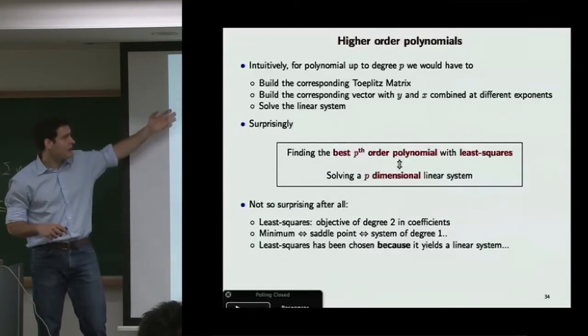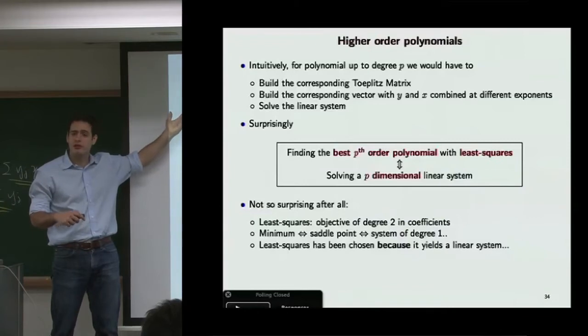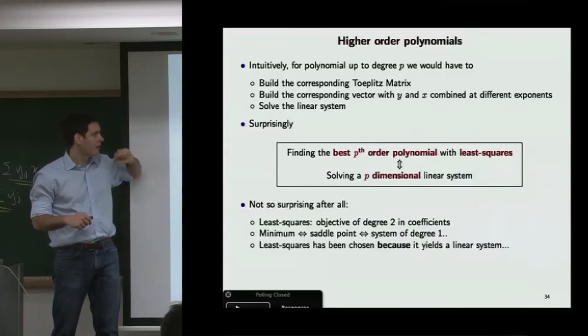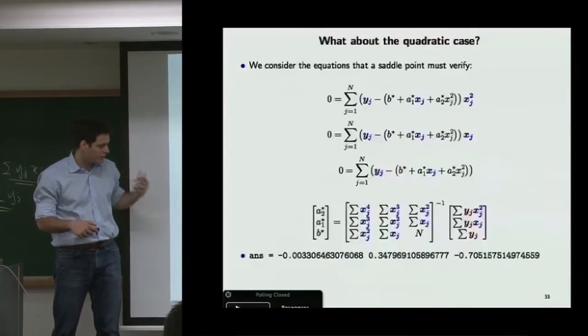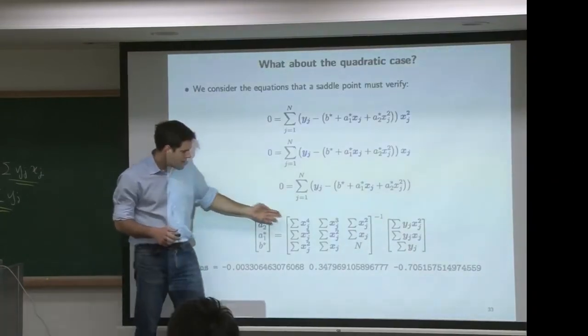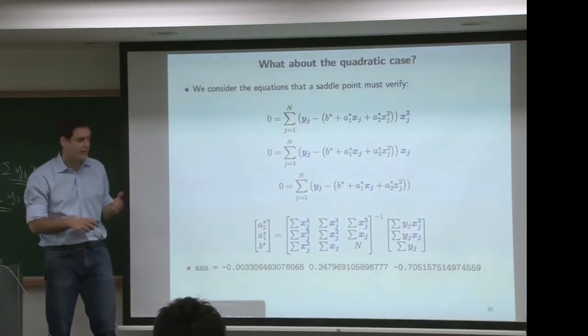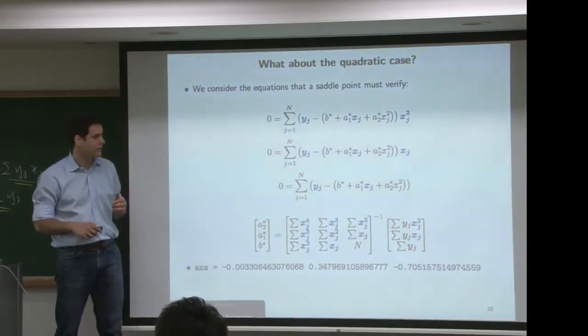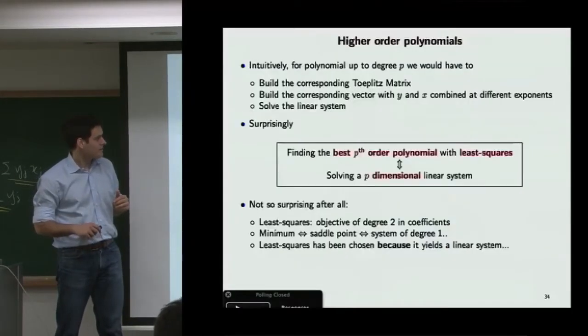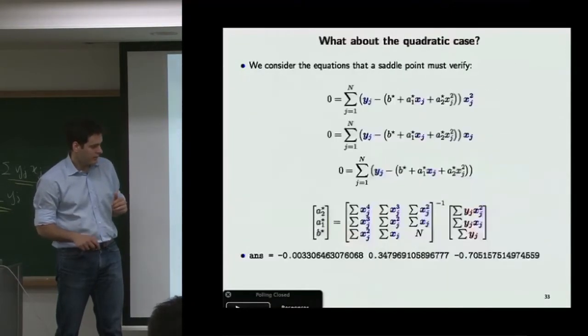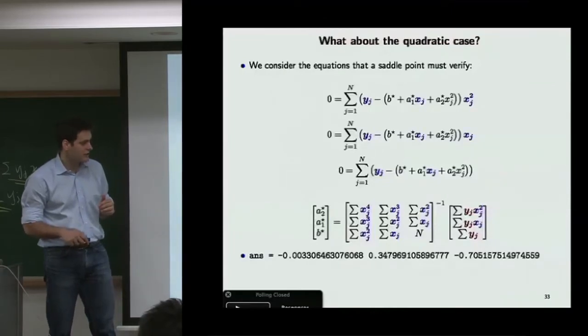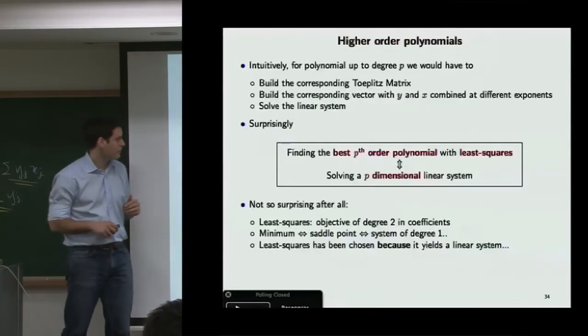So intuitively, if you raise the degree of the polynomial p, you would have to build a corresponding Toeplitz matrix, an interesting matrix which is formed by those powers, right? So 4, 3, 2, and if you had 5, it would be 5, 4, 3, 2. And you have to build a corresponding vector on the right-hand side here. And then you just need to solve a linear system between the 2.